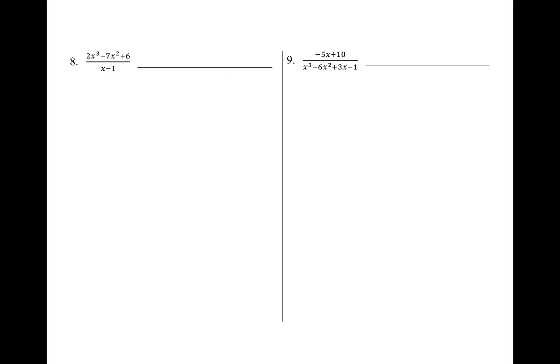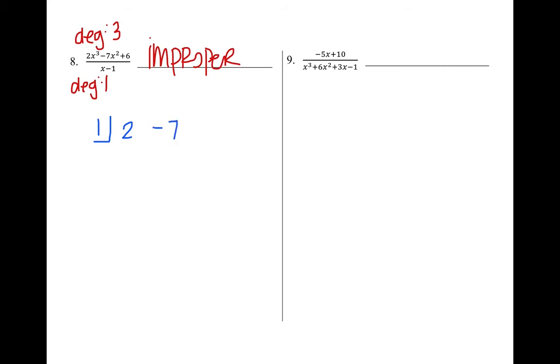Number 8, the degree on the top of this is a 3. Degree on the bottom is a 1. So this one's improper. So I'm going to use my synthetic division. X minus 1, change the sign to make it a 1. I have 2, negative 7, 0, 6. I have to put a 0 in because there's really a 0x in there.